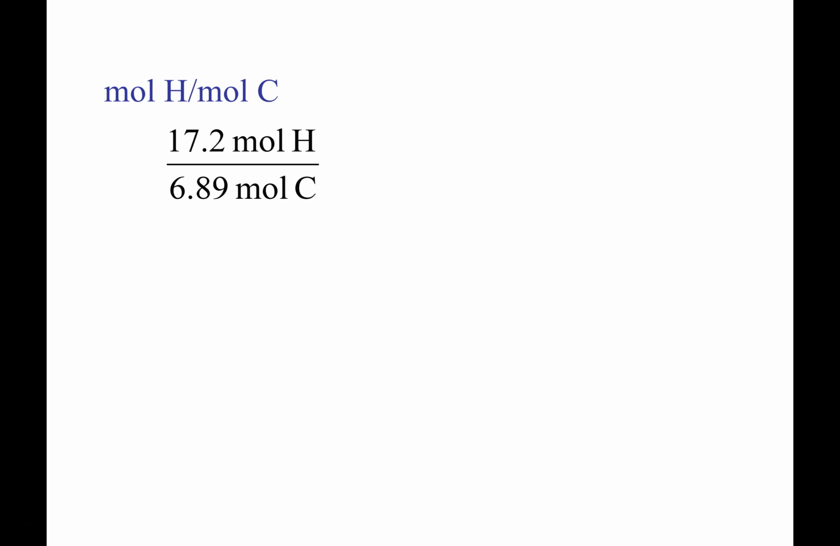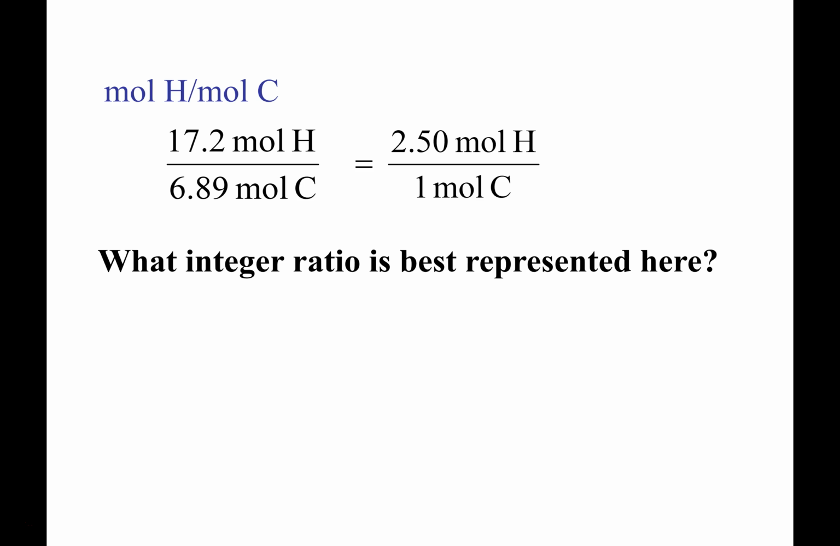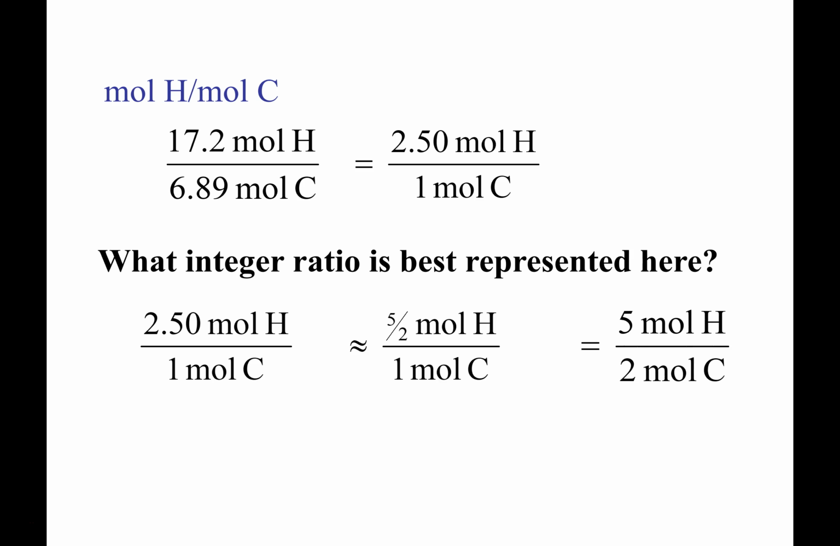So my slides look like this. It's very similar to this approach, but you divide by the smallest. So if you take that 17.2 moles of hydrogen divided by 6.89 moles of carbon, you get the 2.5 moles of hydrogen for 1 mole of carbon. We want to scale that up. We multiply numerator and denominator by 2. And that's where you get your 5 moles of hydrogen for 2 moles of carbon. It's just, I like the column approach.